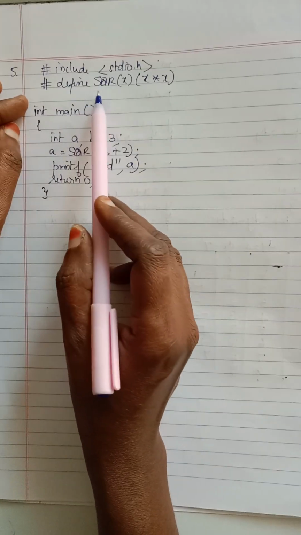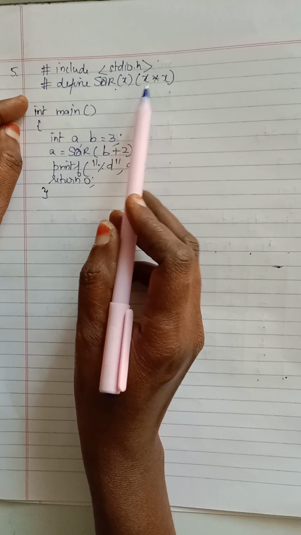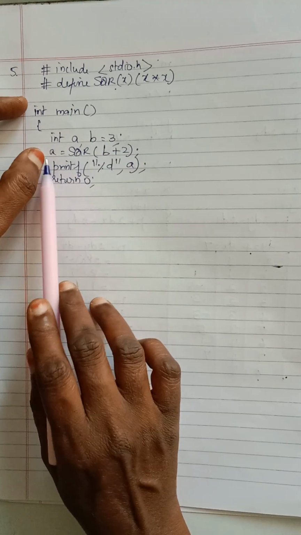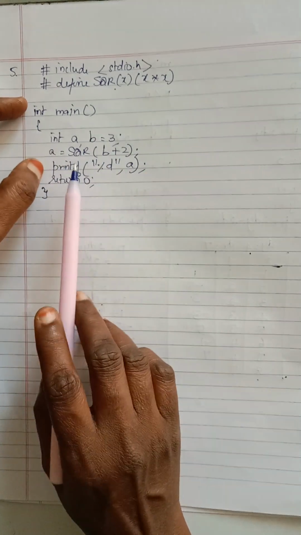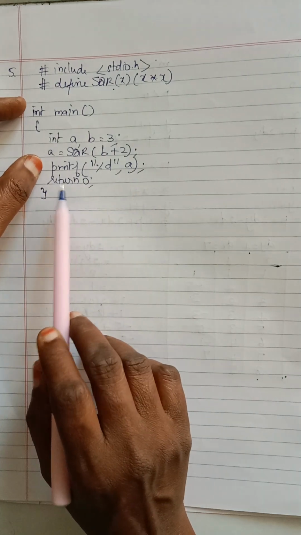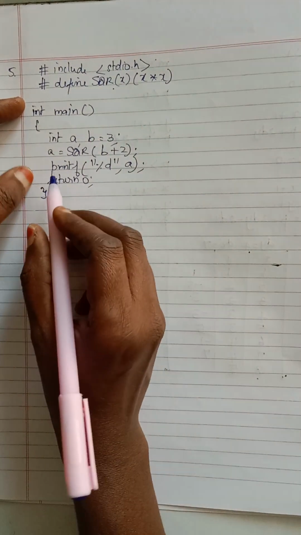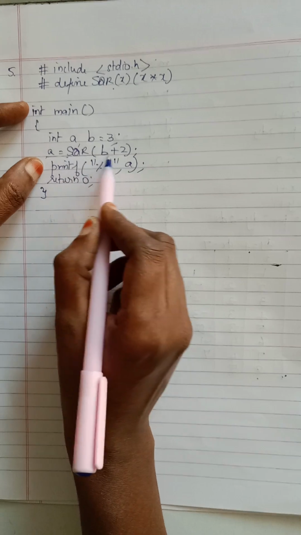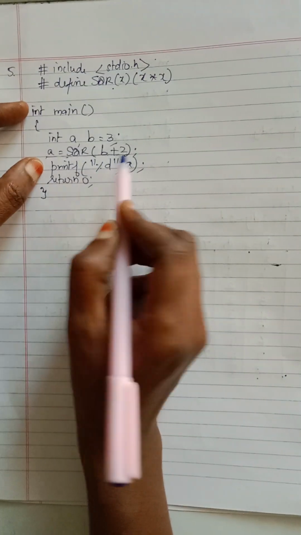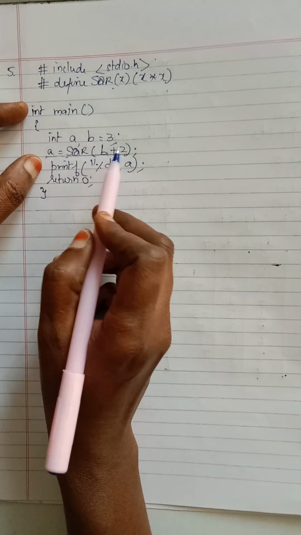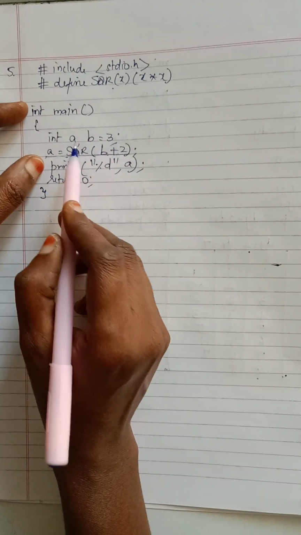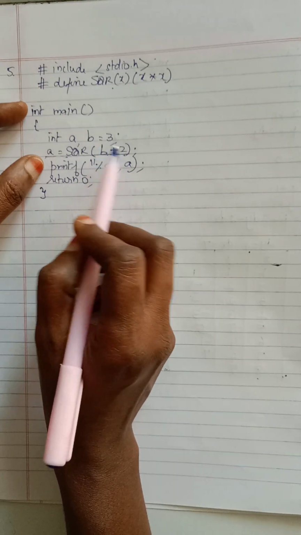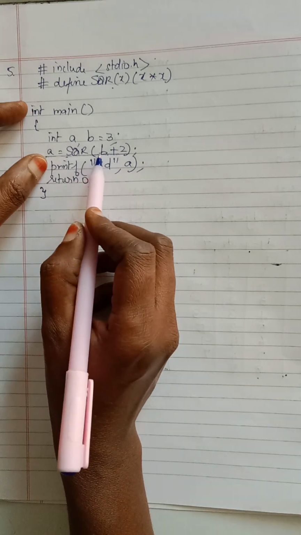Here a macro was defined, that is sqr of x, where it is defined as x into x. Here they gave the value b equal to 3. So what is the value of a equal to sqr of b plus 2, and they asked to print a. It looks very easy, but here there is a trap. When you find sqr of b plus 2, you should not find the value 3 plus 2. You should not process this expression. You should take the expression as it is.